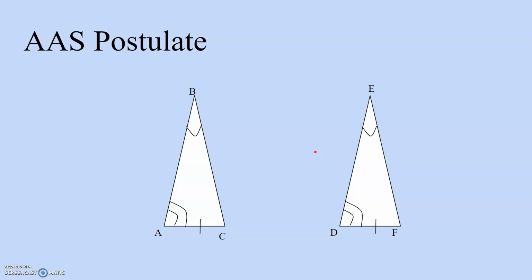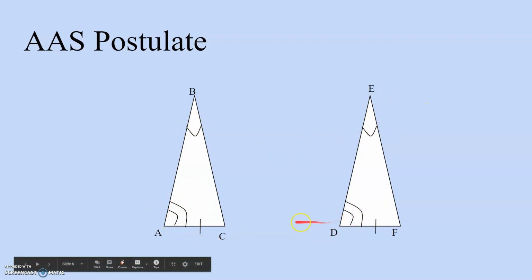The next postulate is the AAS postulate. This postulate is short for angle-angle-side. This postulate states that if two angles and a side that is not between them are congruent to those of the other triangle, then both triangles are congruent. So this angle is congruent to this angle, and this angle is congruent to this angle, and this side is congruent to this side.